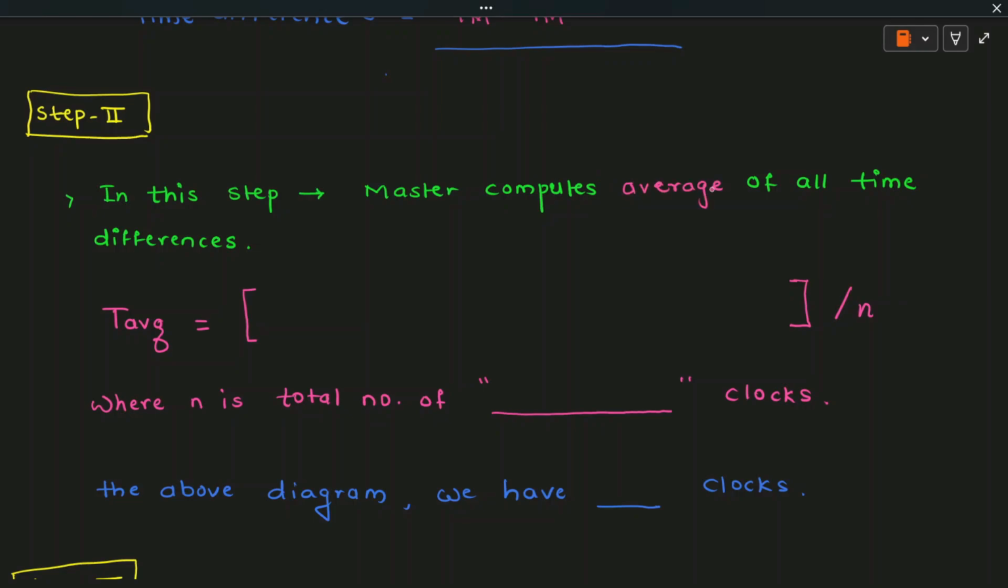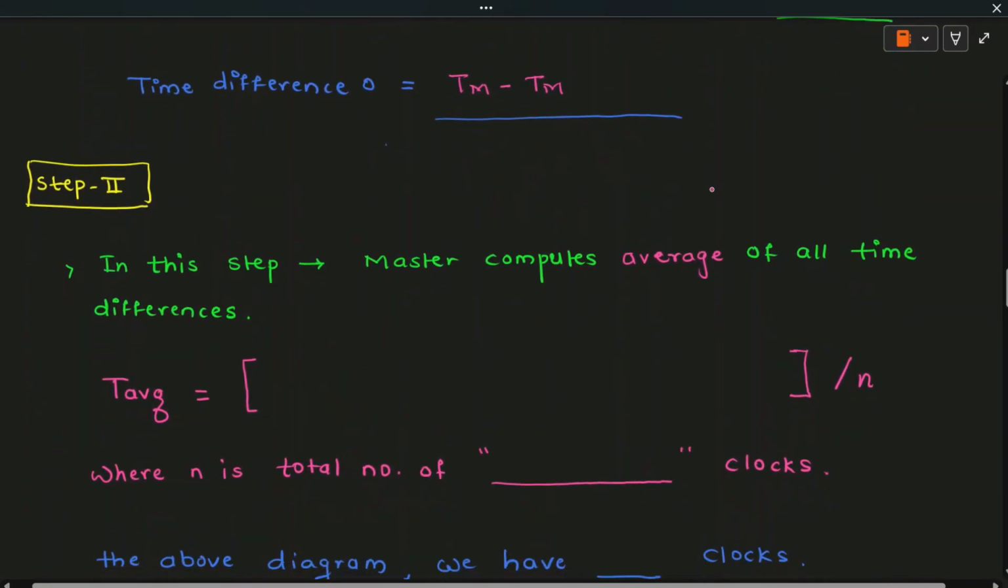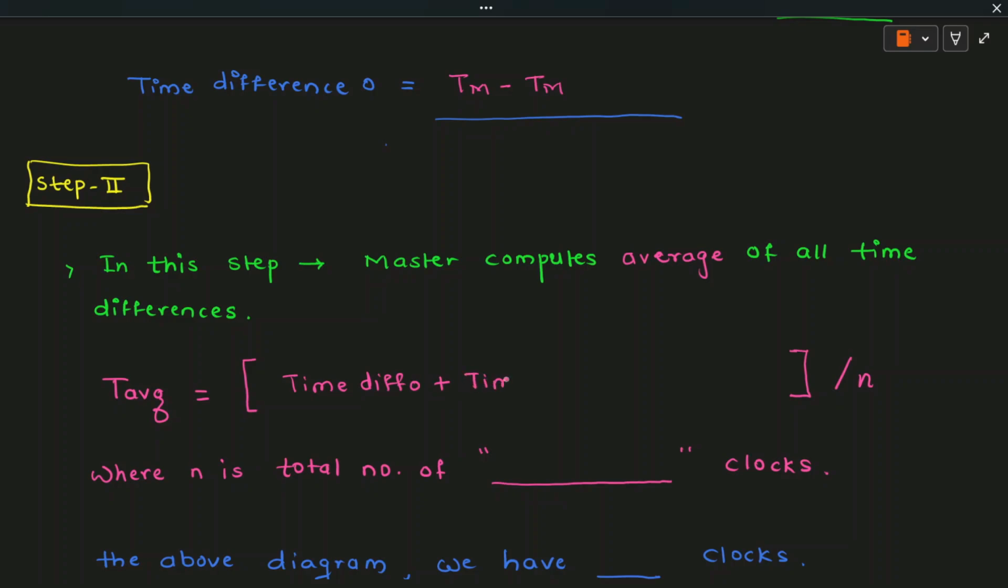Now here we have calculated time differences between the master's time and every slave's time. So that will be our time difference 1, time difference 2, time difference 3, time difference 4, likewise till n, if n slaves are there. Now all these time differences we have, we need to find the average of all of them. So T average is equal to time difference 0 plus time difference 1 plus ... plus time difference n, divided by n.